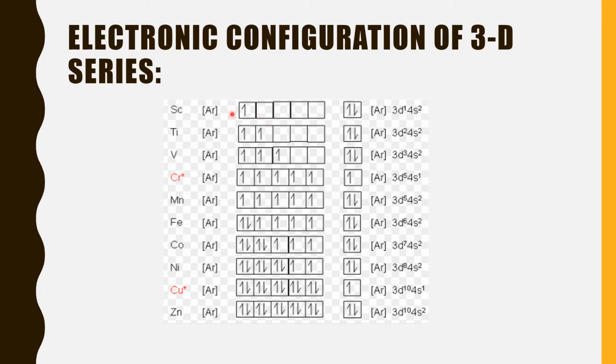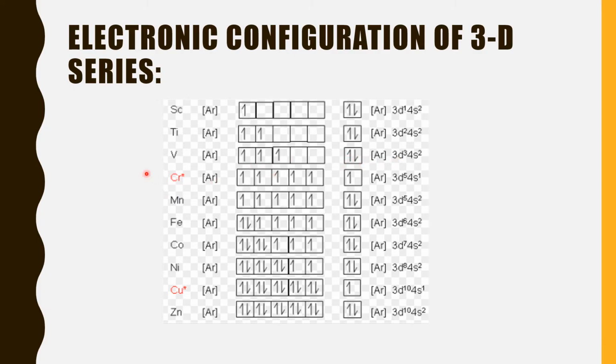In scandium there is one electron in d, so one is present, and two electrons in the 4s subshell. Titanium's electronic configuration is 3d2 4s2, so 2 electrons are present in d and 2 electrons in 4s. And vanadium also has 3 electrons in the d orbital and 2 electrons in the 4s orbital.